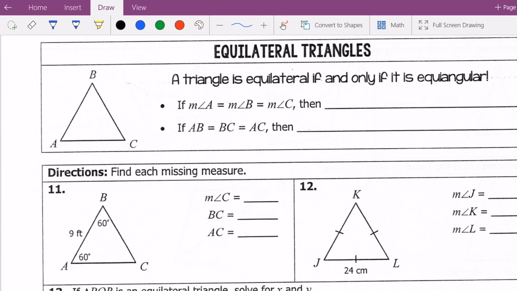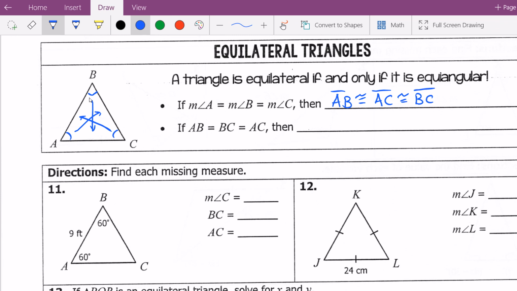Alright, the same rule for isosceles triangles works for equilateral triangles as well, except instead of just having two angles congruent, you have all three angles congruent. If all three angles are congruent, that means that all three sides have to be congruent. So for this one, AB would be congruent to AC, which is also congruent to BC.